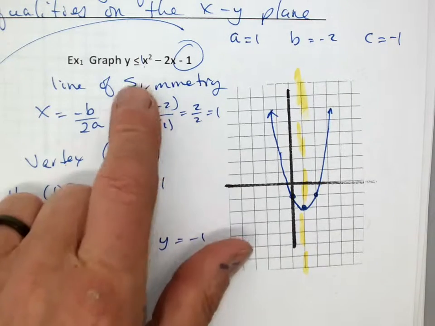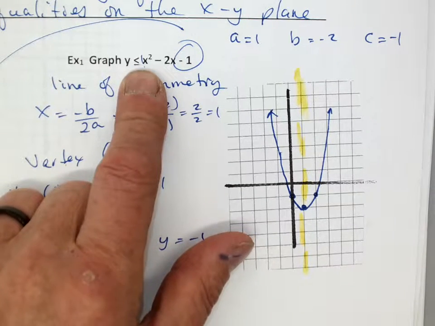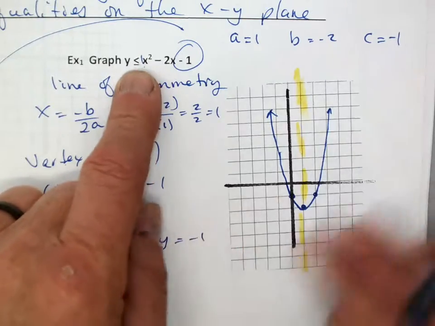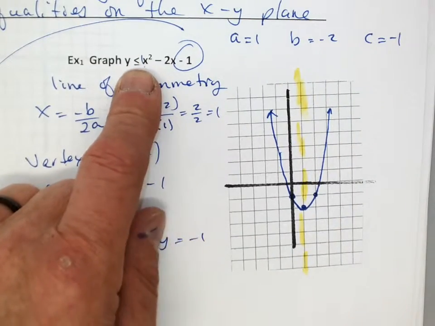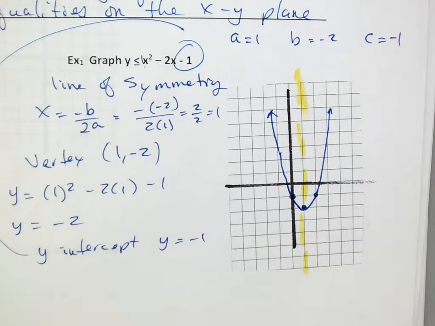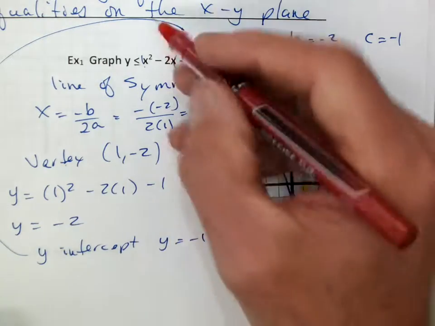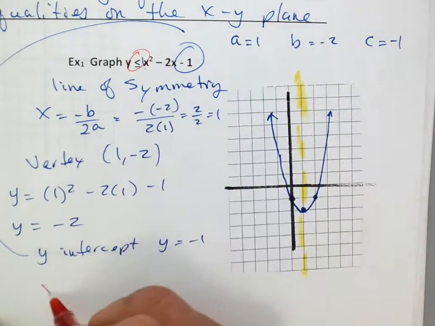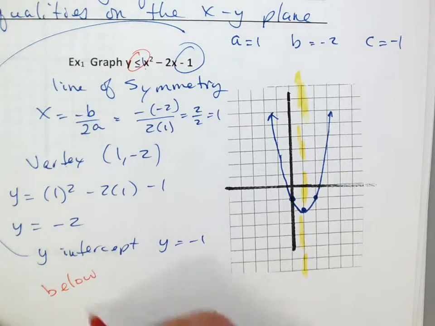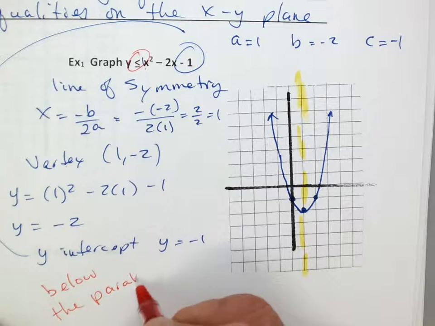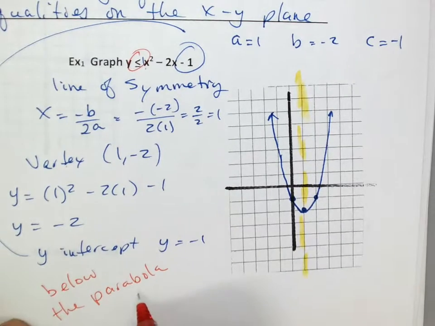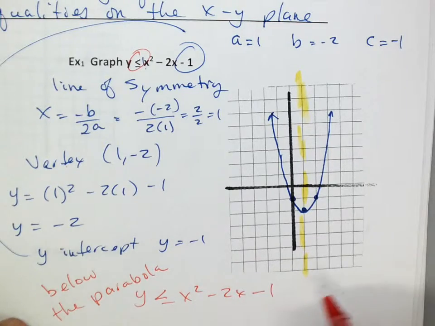However, this one's different. I want everything on this graph that's less than my parabola. I want every single point that's less than my parabola. Less than my parabola is below it. Does that make sense? So less than has got to be below the parabola, because I have y is less than or equal to x squared minus 2x minus 1. So I want everything below.